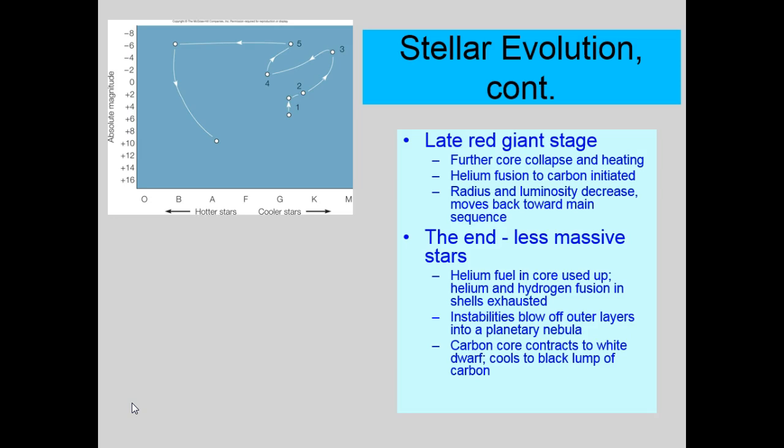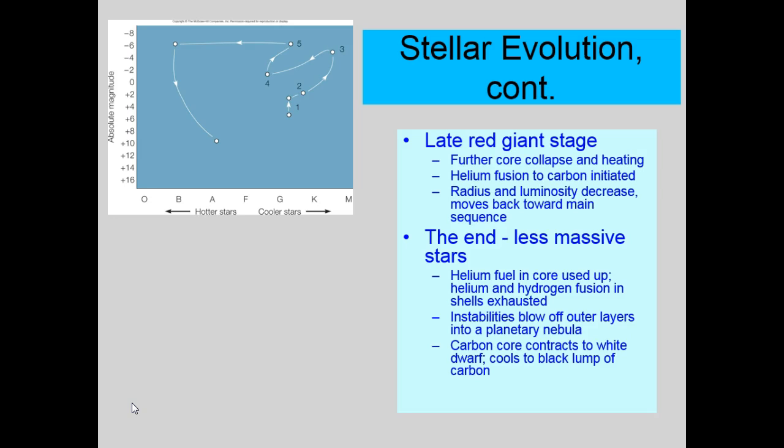But what happens if it continues heating as that collapses, just like what happened back in the protostar state? If it gets hot enough, and this requires way more heat than what we had before, we actually get helium fusing to carbon. Hydrogen fused to helium, then the helium fuses to carbon, okay? And when that happens, your radius and your luminosity decrease, okay? And it moves back in toward the main sequence because now it's operating again, okay?